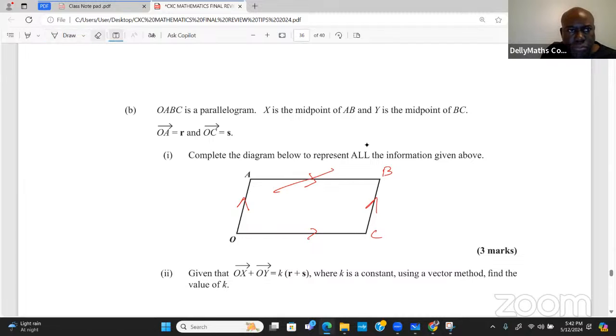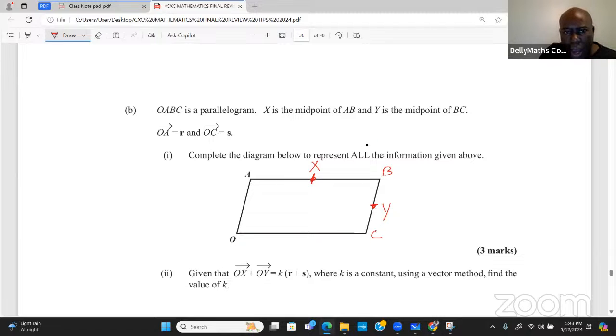All right, let's see what they're saying here. So I put on the labels. It says X is the midpoint of AB. So AB here, we're going to mark this. This is X. X is the midpoint of AB, right? And Y is the midpoint of BC. Where's BC? Right here. This is Y, marking these spots. No problem. And midpoint is halfway.